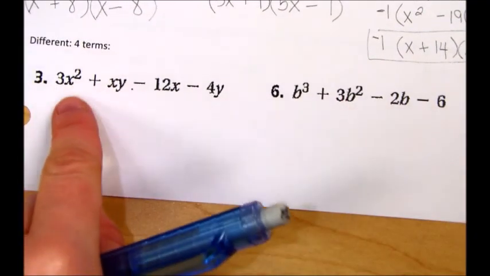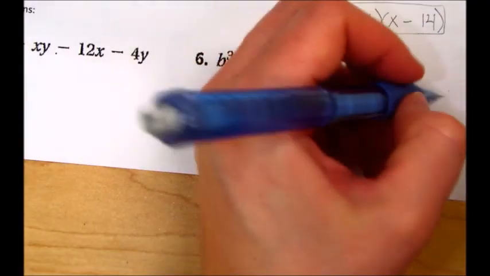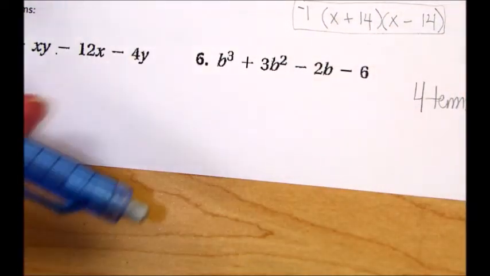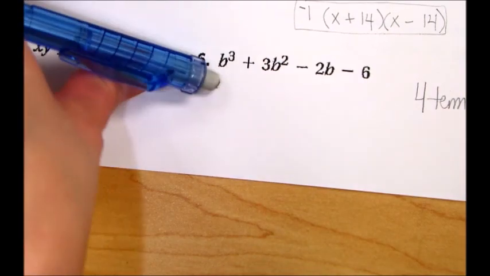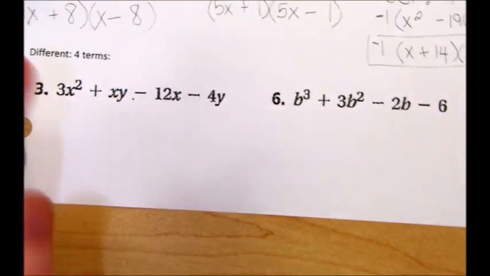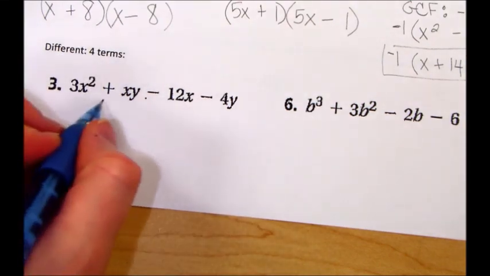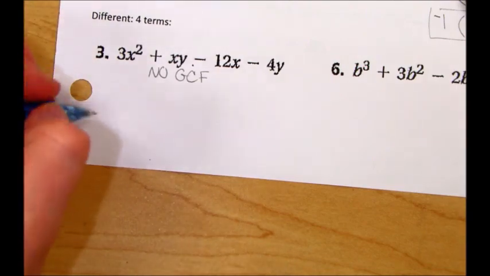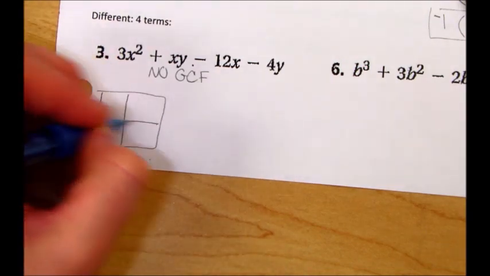Now I want you to notice that down here we have 4 terms. 4 terms are actually easier than 3 terms. As long as there's no GCF, they're ready for the box. Notice on this problem, there is no GCF. Because of that, you put it straight into a box.